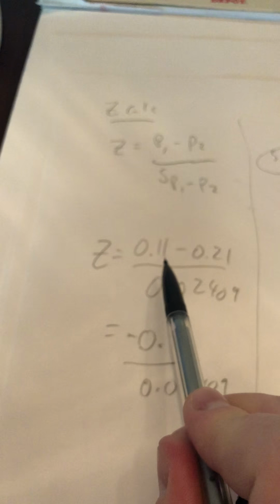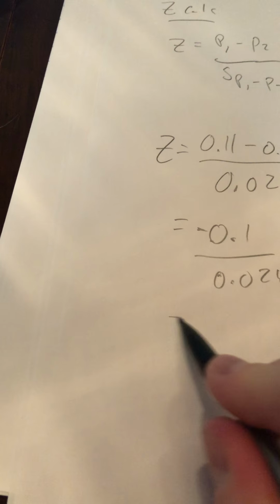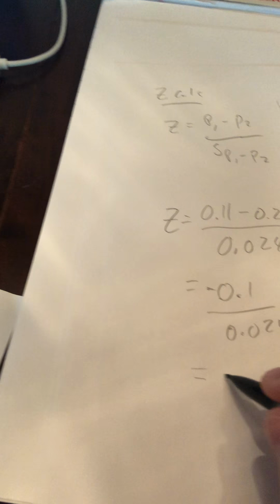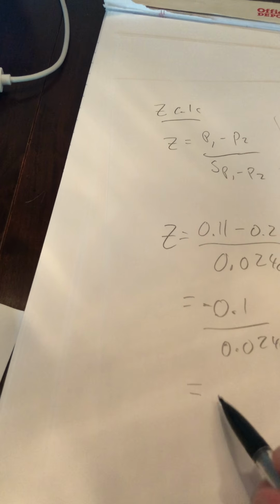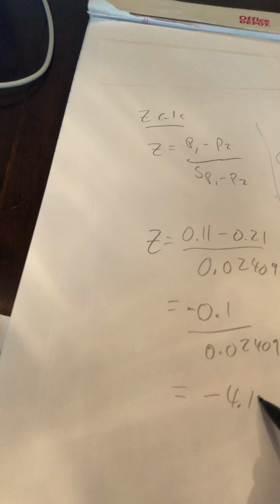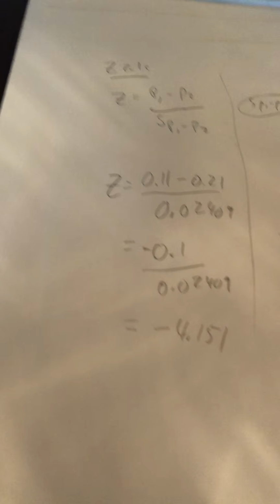This is going to be negative 0.1 divided by 0.02409. All I did was subtract these two. And when I divide negative 0.1 by 0.02409, I'm going to get negative 4.151. And what is that? That's our estimate for z. So that's our test statistic.